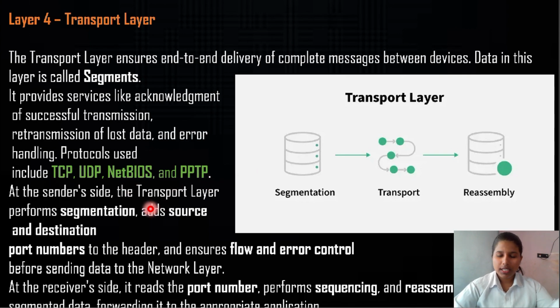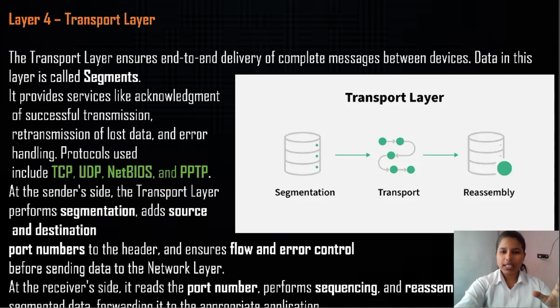At the sender side, the transport layer performs segmentation, adding the source and destination port numbers to the header, and ensures flow and error control before sending data to the network layer. At the receiver side, it reads the port number, performs sequencing and reassembly, and forwards the segment data to the appropriate application. So this is simple: the data we get from the session layer is made into segments, and we check for any transmission issues, lost data, or errors.